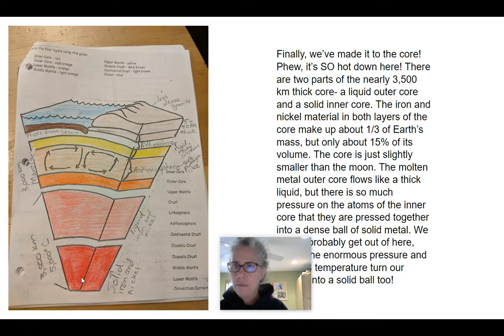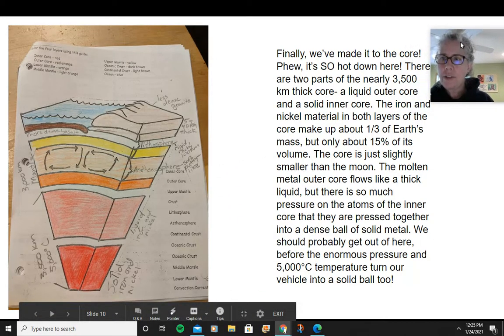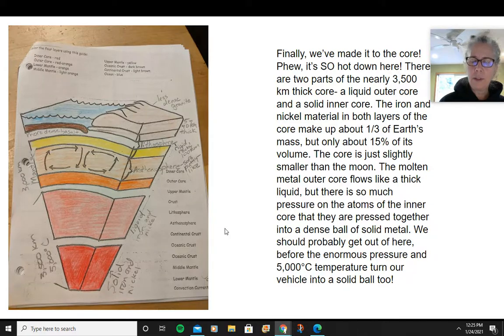The iron and nickel material in both layers of the core make up about 1/3 of the Earth's mass, but only about 15% of its volume. The core is just slightly smaller than the moon. The molten metal outer core flows like a thick liquid, but there is so much pressure on the atoms of the inner core that they are pressed together into a dense ball of solid metal. We should probably get out of here before the enormous pressure and 5,000 degree Celsius temperature turn our vehicle into a solid ball too.